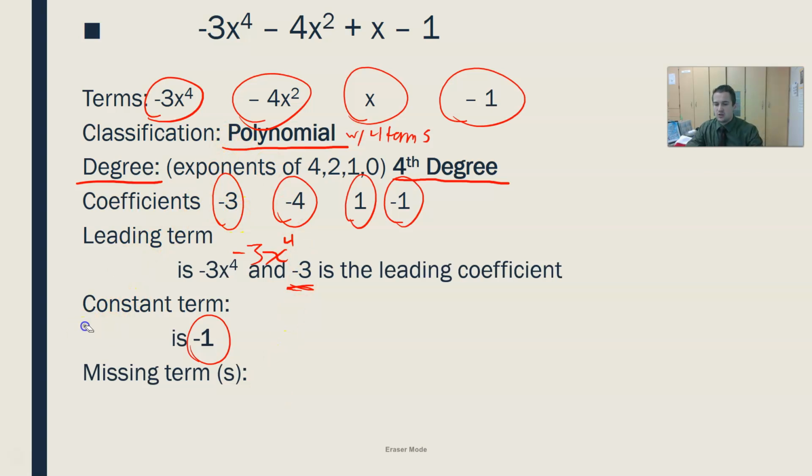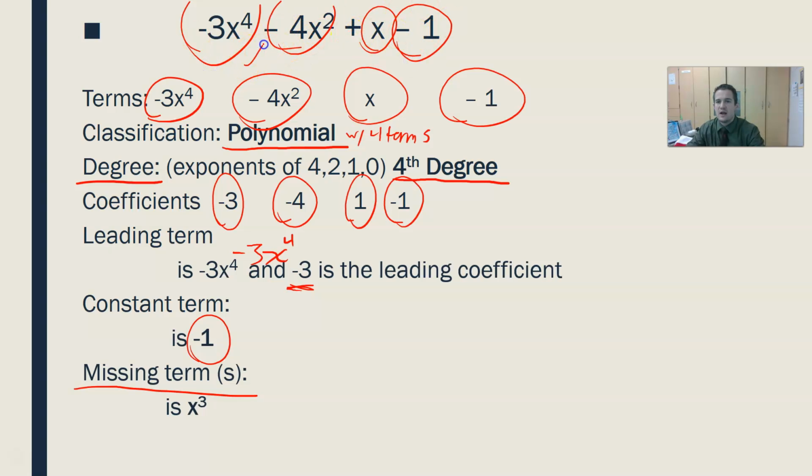Are there any missing terms? Are there any degrees that are not represented? Notice I have an x to the 4th term, an x squared term, an x, and a constant term. Right in here, there could be an x cubed term, but that's missing, which is fine. It doesn't need to be there. But we recognize that this is a degree 4 polynomial without an x cubed term. So we're just looking at these polynomials, trying to identify as many things about them as we can.